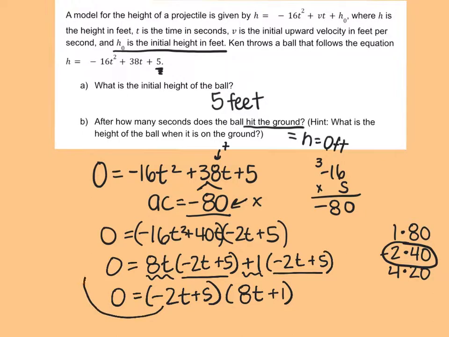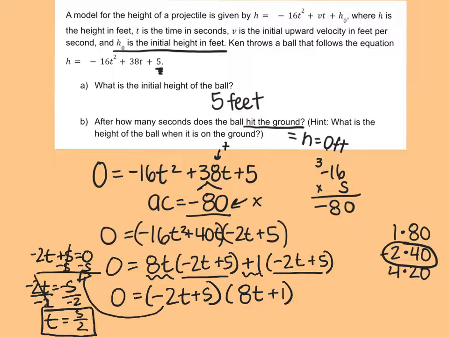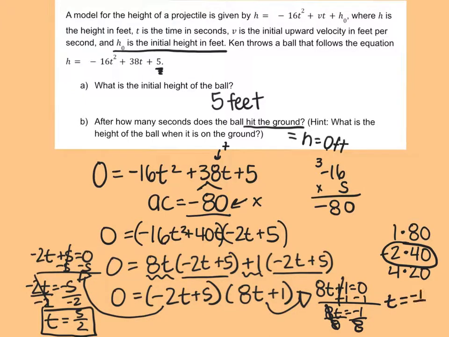So first, I will solve this one. If this were to equal 0, so negative divided by negative is going to be positive, so t equals 5 over 2 seconds. Then here, this one could equal 0 as well. So in this case, t would equal negative 1/8.